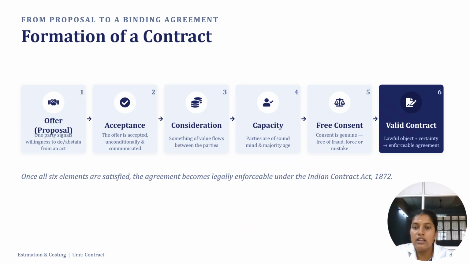So likewise, that would be a valid contract. So that is the formation of contract: offer, accept, capacity, a lawful consideration, and then finally it is called a valid contract. That's a simple explanation, right?